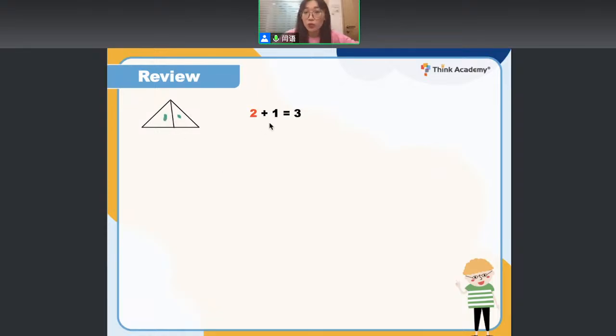And why do we need to plus 1? Because here you see we have a bigger one, right? So 2 plus 1 equals 3. Okay, next one. Now I add one more line segment. Could you please tell me how many triangles are there in total now?